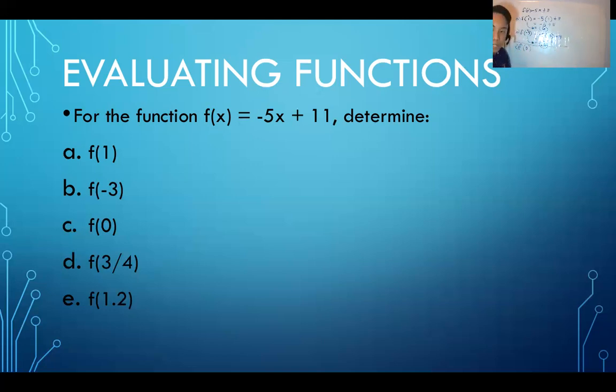And then letter C, we have the function of 0. So the value of x now is 0. So we will change x to 0. So negative 5 multiplied by 0 plus 11. And we all know that any number multiplied by 0 is always 0, plus 11. So 0 plus 11, we have 11, as easy as that. So the function of 0 is 11.